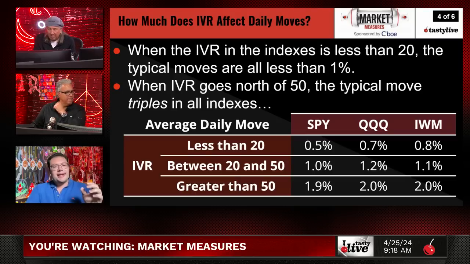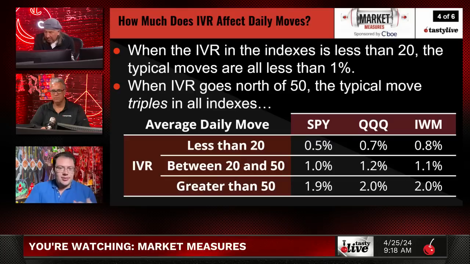When you jump in that middling range between 20 and 50, you basically get about a 50 to 100% jump. Now you're around 1 to 1.2%. You go north of 50, now you're closer to 2%. And this is in all the indexes. Of course, there's a little bit of a difference in IWM versus SPY, but realistically, it's pretty similar.